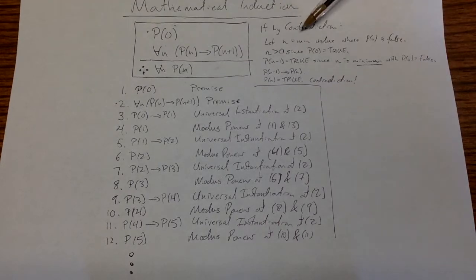And this idea that I have a minimum value where it's false is a very subtle fact that I can actually use. It's called the well-ordering property of the natural numbers. That's where everything works out.